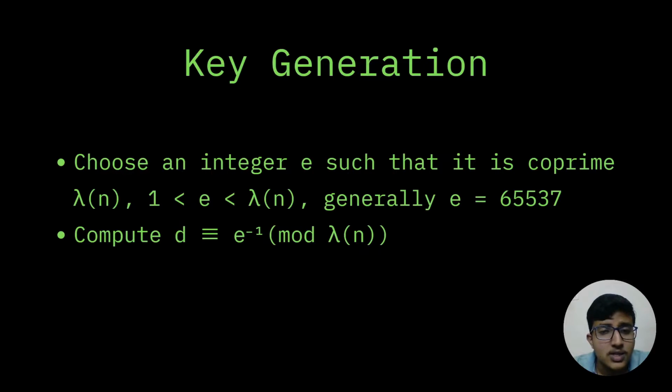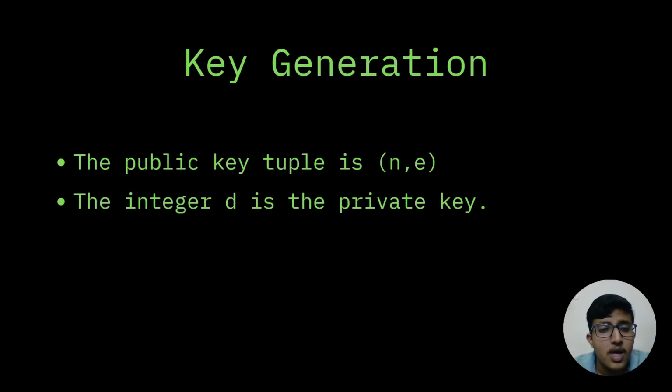Don't worry if you don't understand any mathematical concept. We will be providing the links for the necessary resources in the description below. And thus, we have generated both keys, the public key, the pair of n and e, and the private key d.